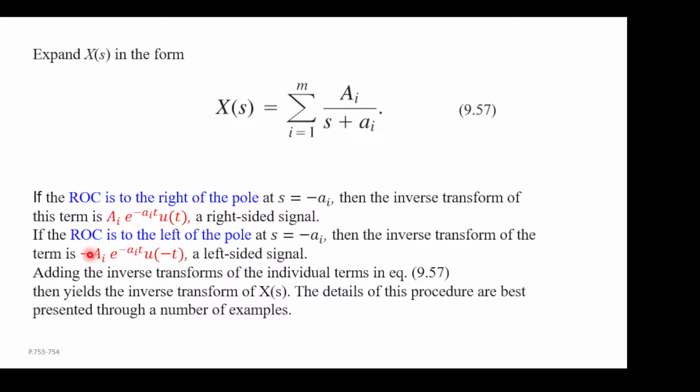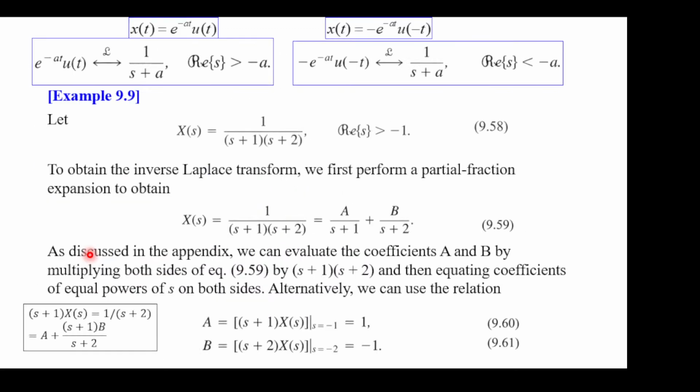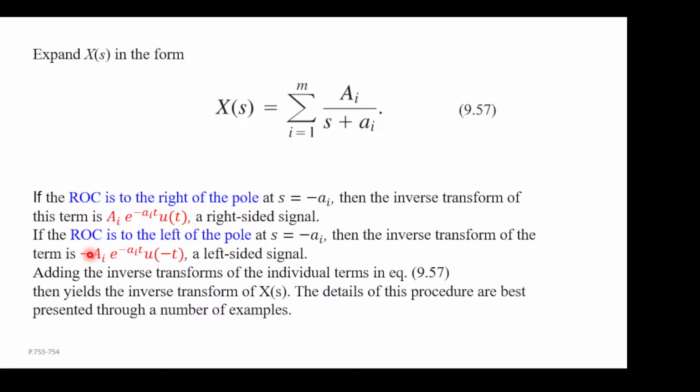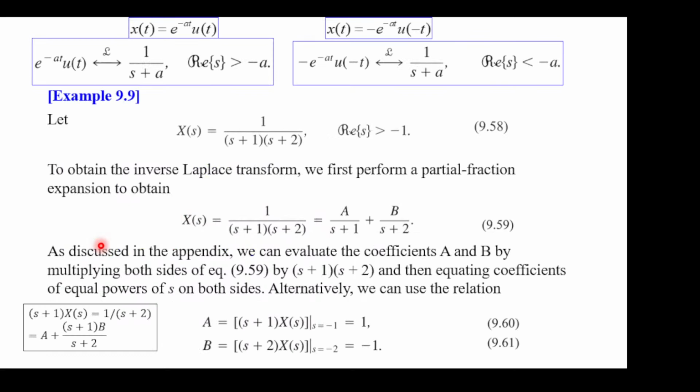So we might finish early today. It should be fine. That's really it, and the only hard part now is you need to decide whether your ROC is to the right of your pole or to the left of your pole. So let's see our examples.